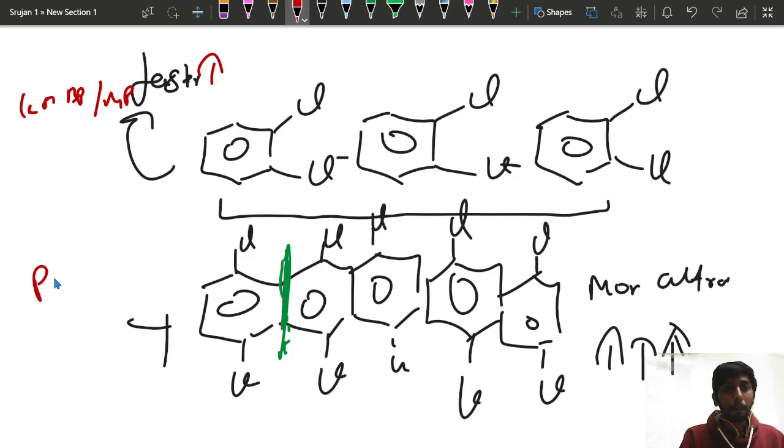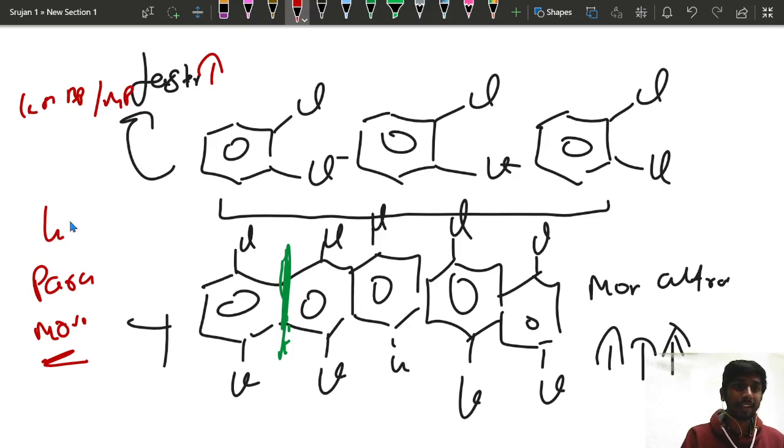Same in this way, this para is having a higher boiling point. The reason is these are very close to each other and they have a good crystal lattice. Okay, so having a good crystal lattice.